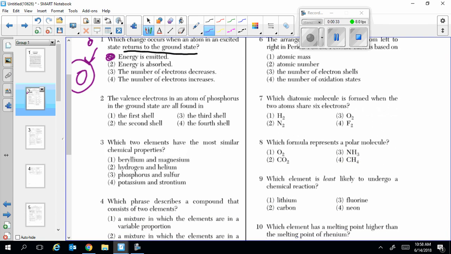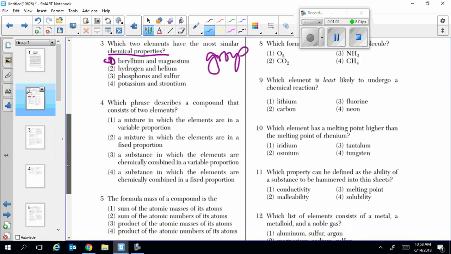The valence electrons in an atom of phosphorus in the ground state are all found in. So grab your reference table. Phosphorus is element P. It has 2-8-5. So those 5 valence electrons are in the third shell. Which two elements have the most similar properties? If they have similar properties, they must be in the same group. So beryllium and magnesium, there we go. Those are both group 2.